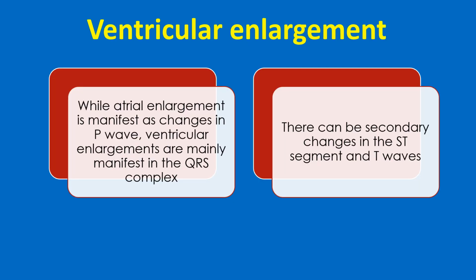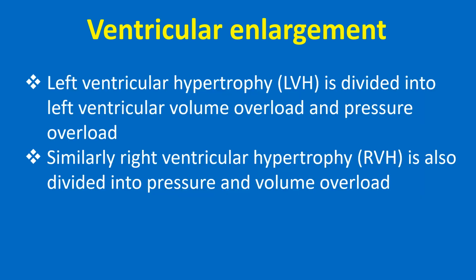While atrial enlargement is manifest as changes in P wave, ventricular enlargements are mainly manifest in the QRS complex. There can be secondary changes in the ST segment and T waves. Left ventricular hypertrophy is divided into left ventricular volume overload and pressure overload. Similarly, right ventricular hypertrophy is also divided into pressure and volume overload.